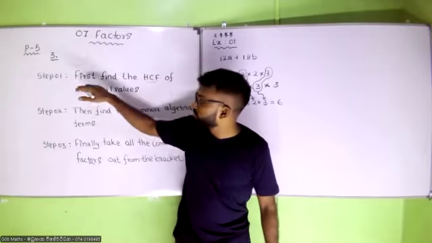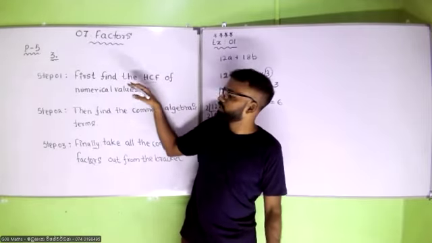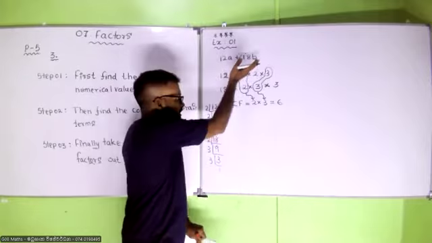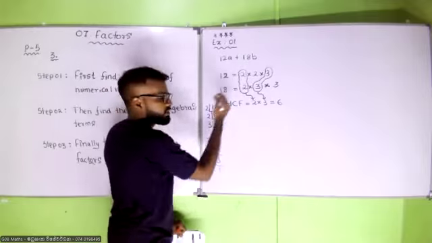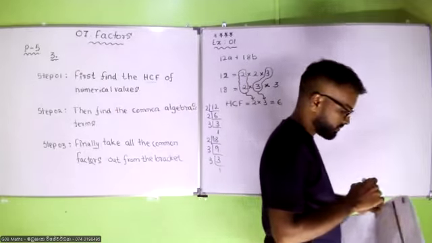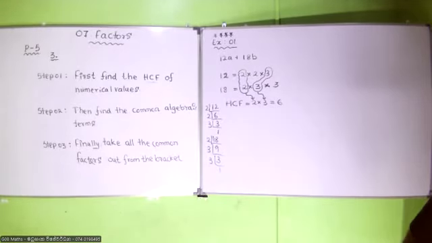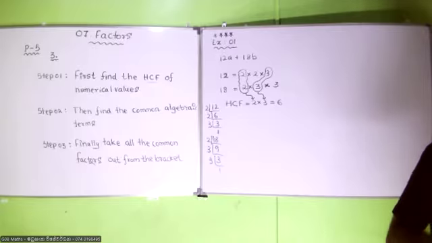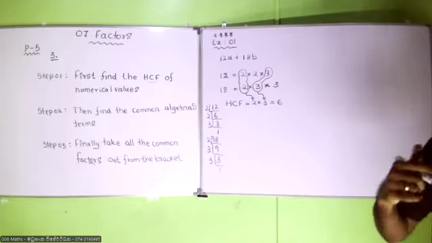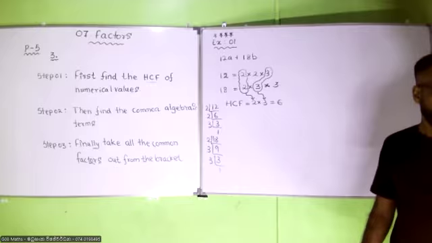Now step number 1 has been done. First, find the highest common factors of numerical values. Please do this one. Write the method and send it to me.